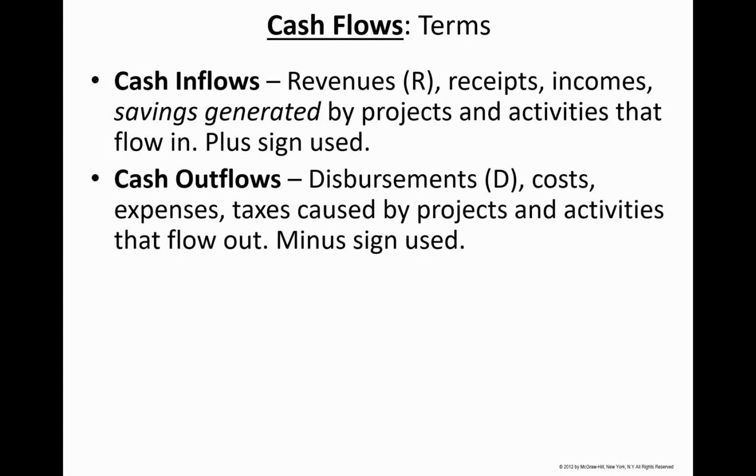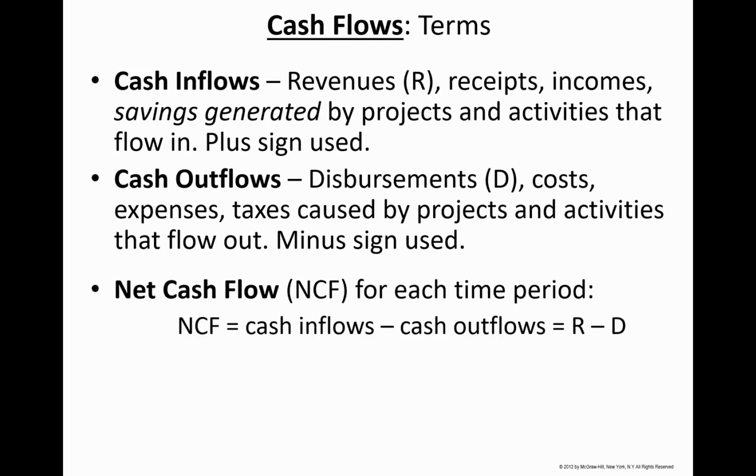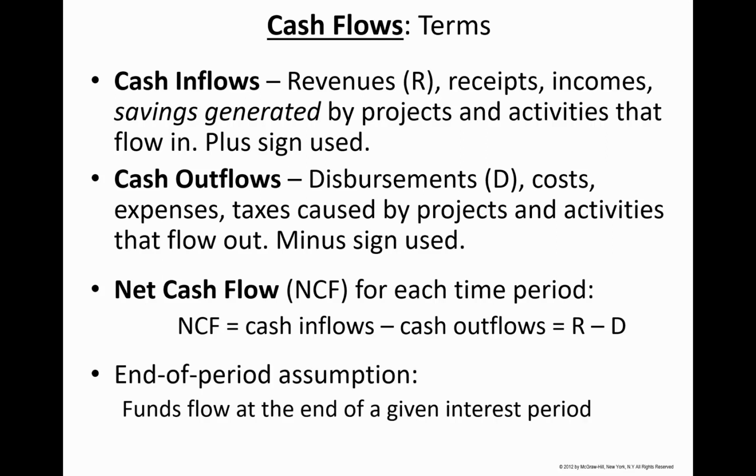Outflows are sometimes called disbursements, costs, expenses. The taxes that are incurred by projects are considered outflows, and we use the minus sign when we're doing formulas with those. Net cash flow is when you have the inflow minus the outflow. So you can think of it as profit. Revenue minus disbursements. Revenue minus costs is profit. And another word for that is your net cash flow.